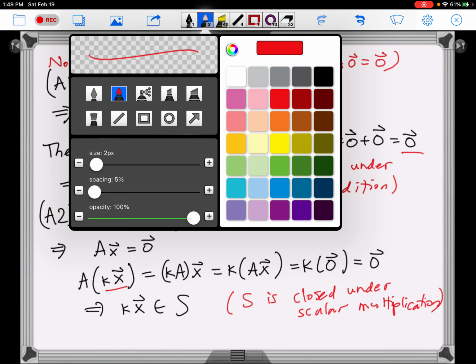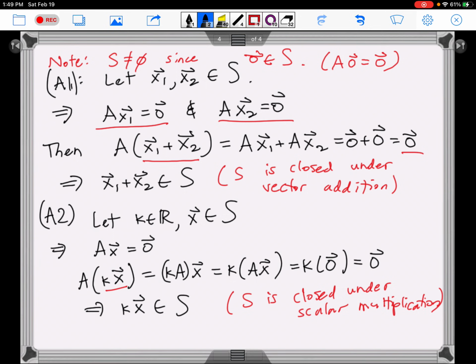Okay? So what did we just show? We just showed, therefore, S is a subspace of R3. Okay? That's how you show something is a subspace, right? All you have to do is show that axiom 1 and axiom 2 hold for all elements in S.